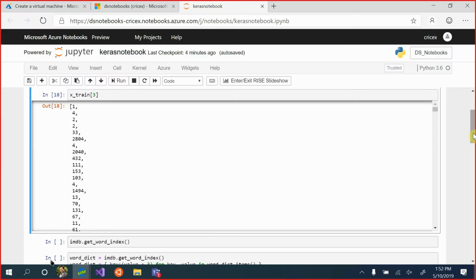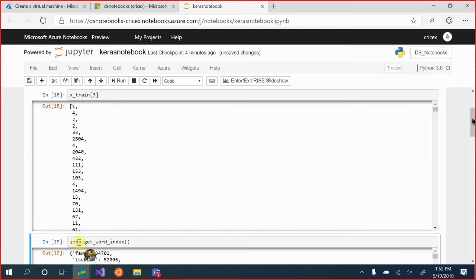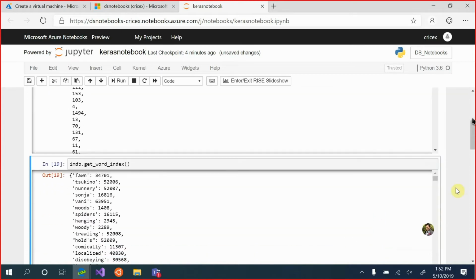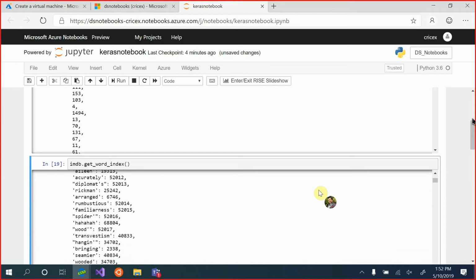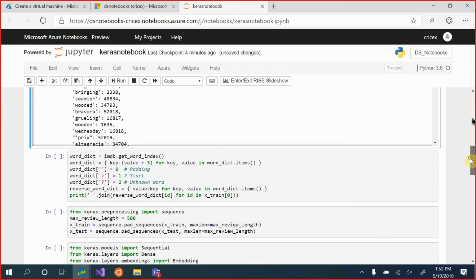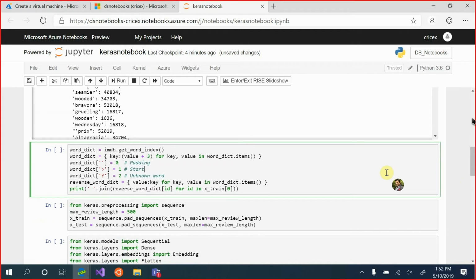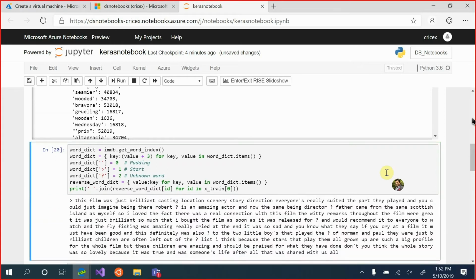Also, if you're curious about what all of these integers mean, you can just run this line of code, which gives you the dictionary, which has the word as well as the word ID. Now if you want to look at what the review is, we just saw integers and numbers, but you want to see what the actual review was. You just run this piece of code, and you can see this is a review about a movie, which was the third row in our data set.